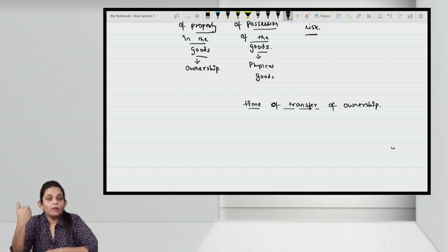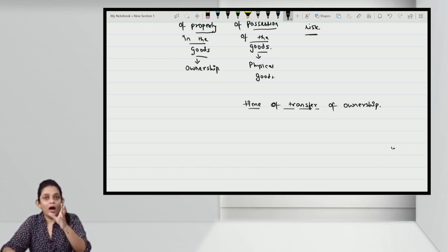Yes or no? And then tell me, my goods are lost because of you. Because of your fault, my goods are lost. Can I come and claim those damages from you? Yes or no? Yes.